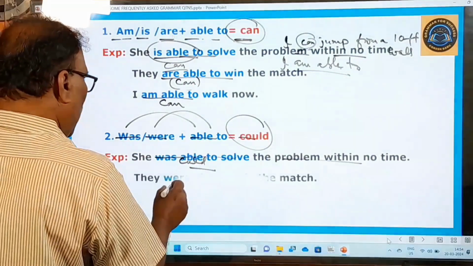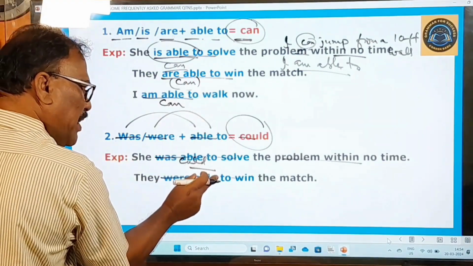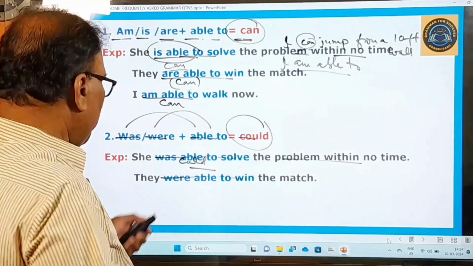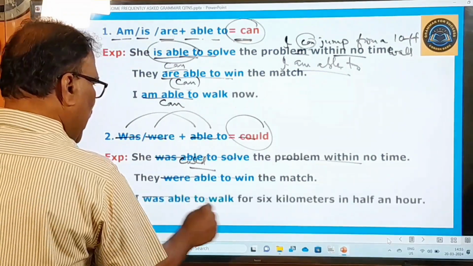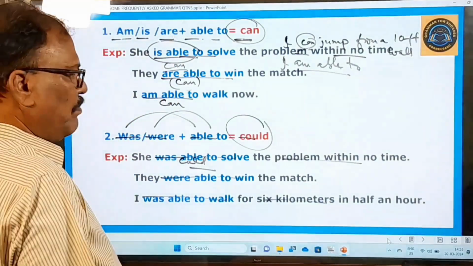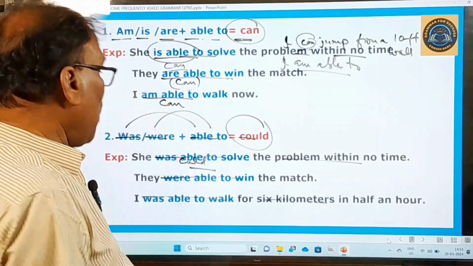And here they were able to win the match. They are able to win the match. They were able to win the match. You can now find the difference. I have given the same examples with different helping verbs. Okay, I was able to walk for 6 kilometers in half an hour. When I was young, I was able to walk.